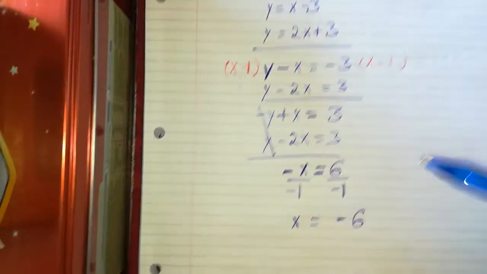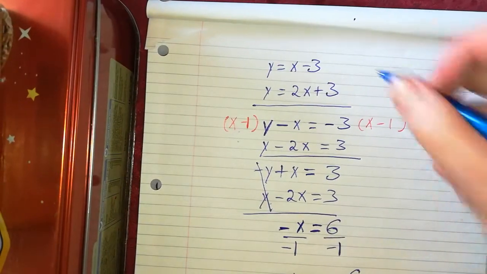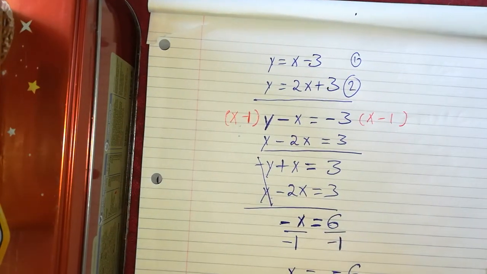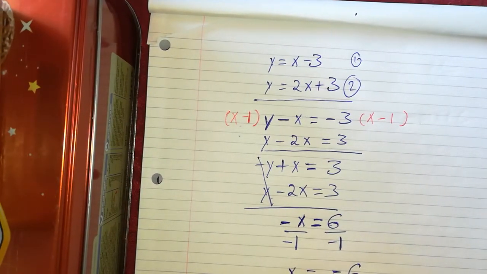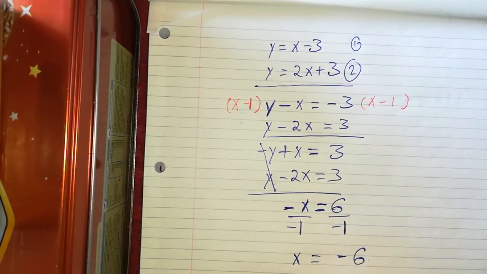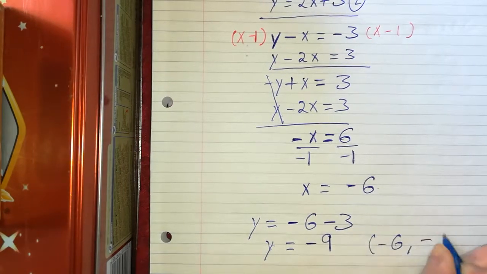So if I want to figure out what y is, I can just sub in my value for x back into one of my original equations. So say if I sub it back into equation number 1, I get y is equal to -6 minus 3. So y is equal to -9. So my point of intersection is going to be (-6, -9).